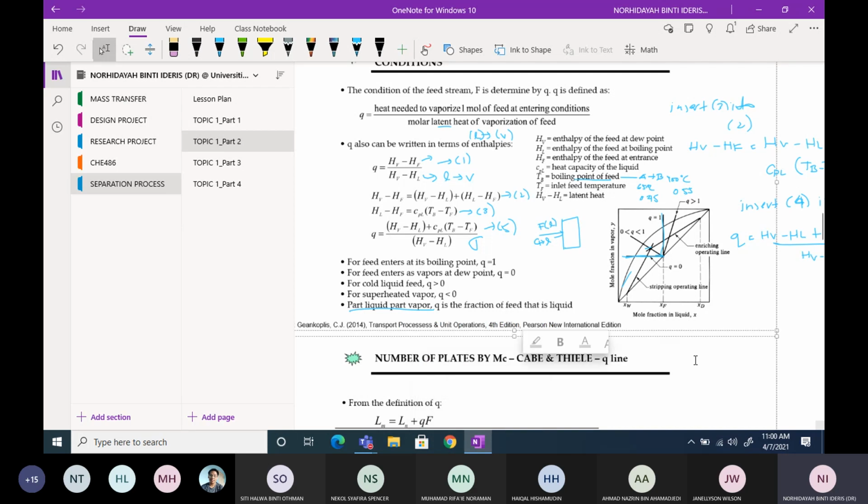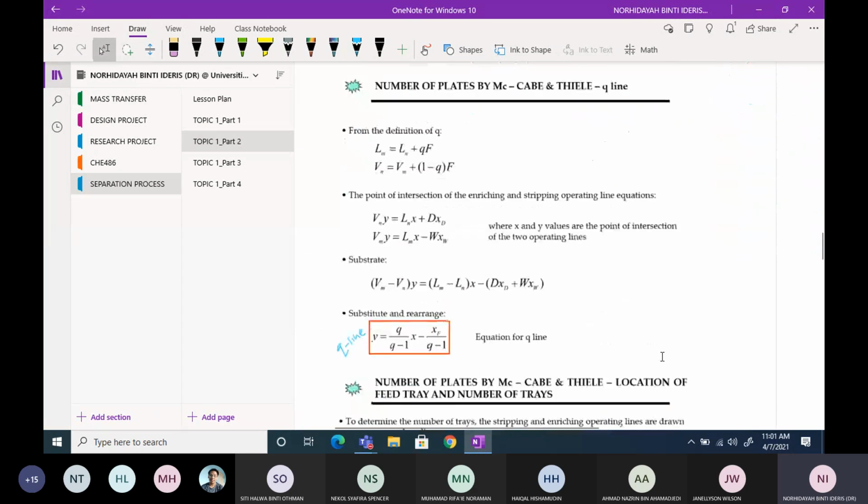Okay, with this developing of a Q line equation here. So right now we stop with equation 5 here, right? So you can see here this is the Q line whereby you can eliminate the HF. Okay, so you can have the HV, HL, CPL, TB, and TF. So this is the location of your Q line inside the vapor liquid equilibrium curve. All right, so now we go to the next part.